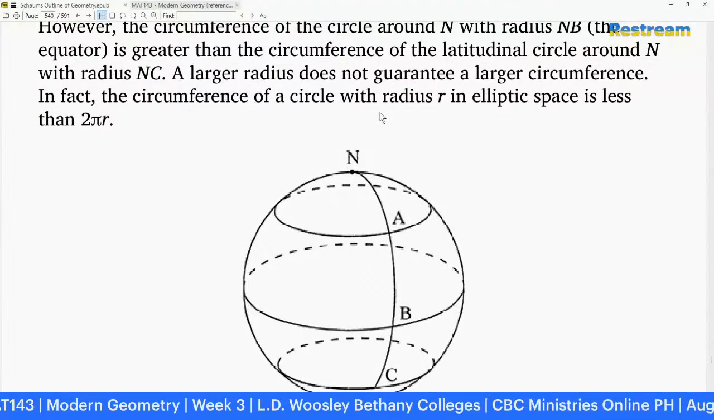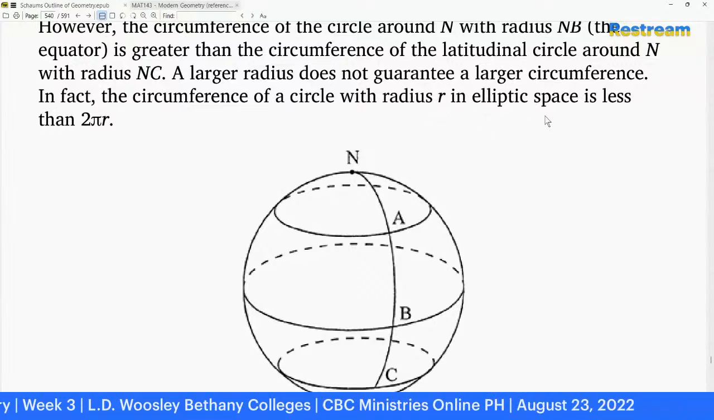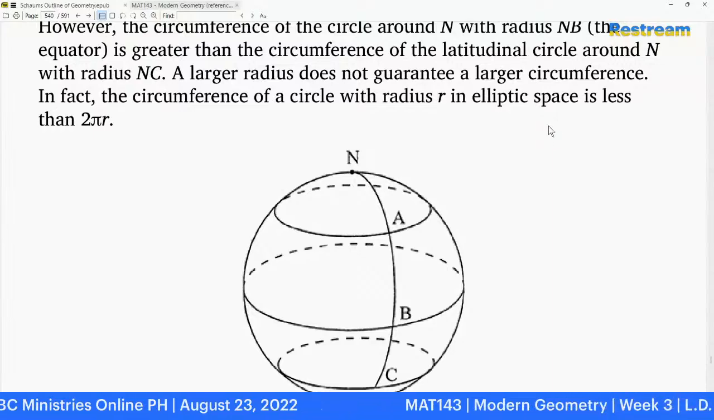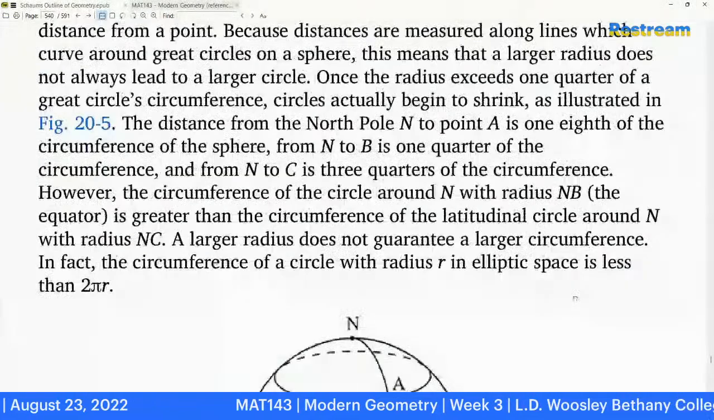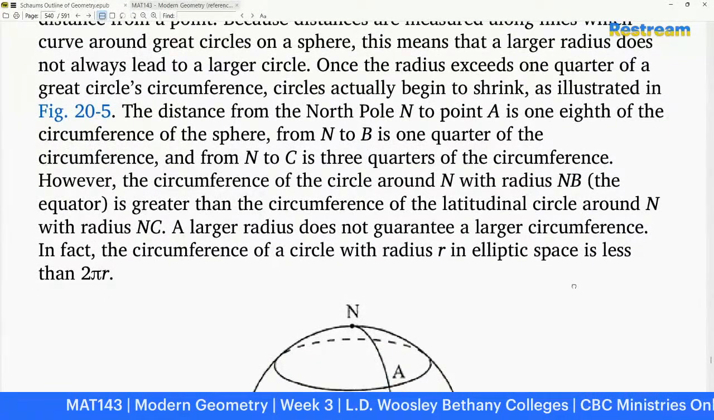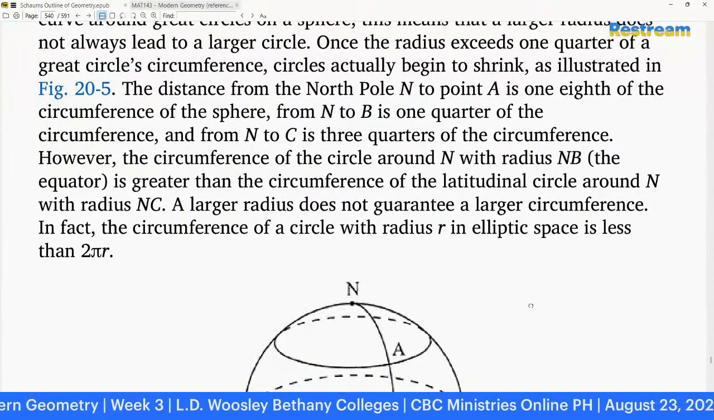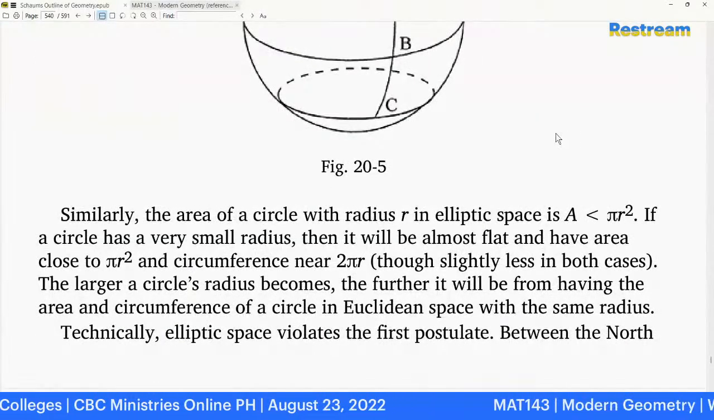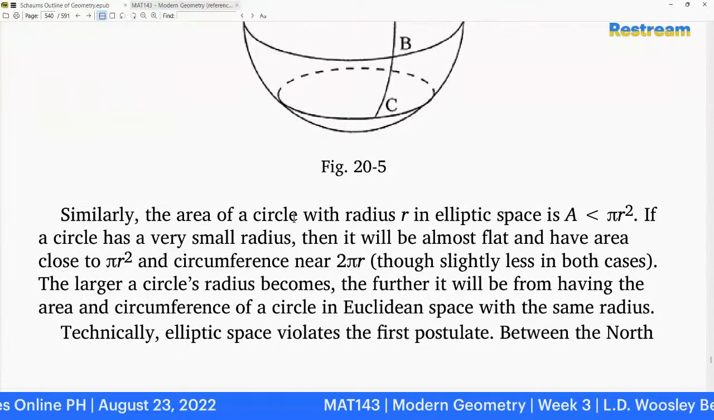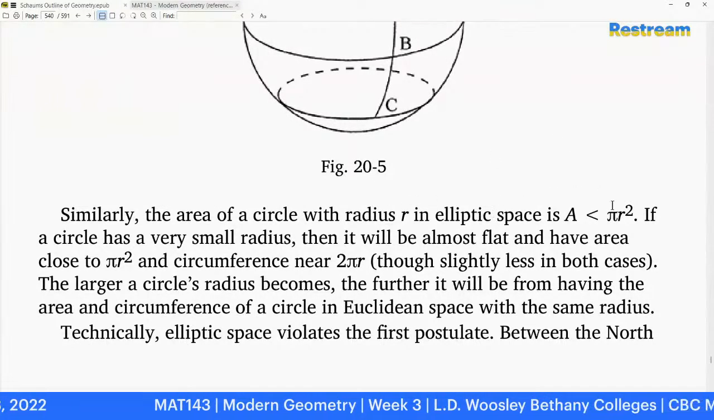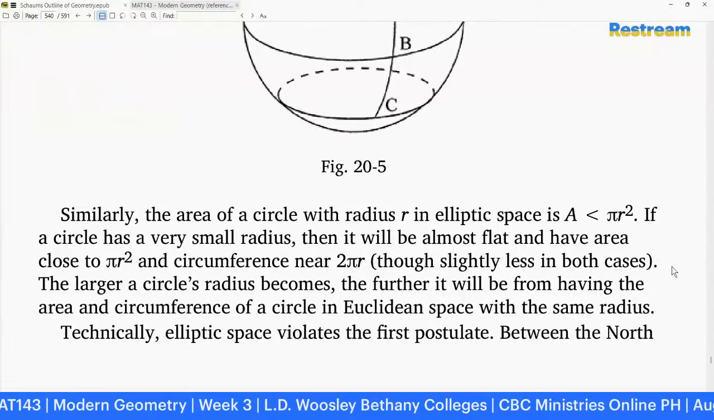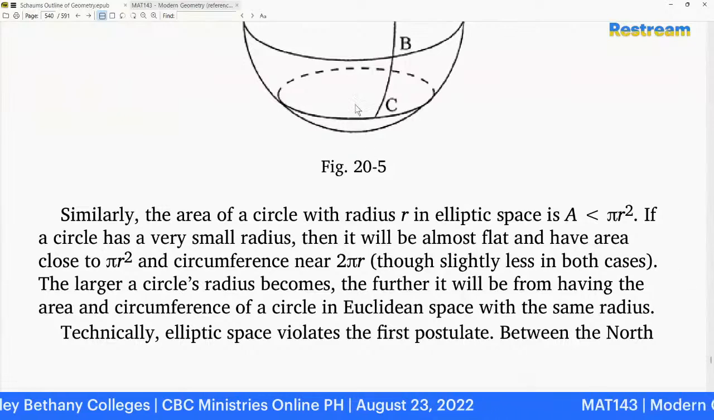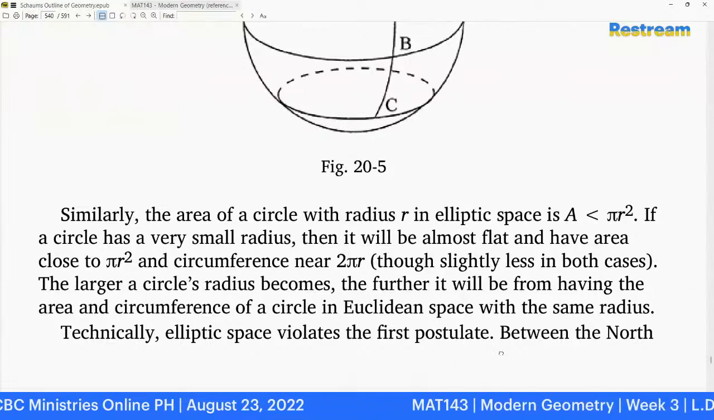In fact, the circumference of a circle with radius r in elliptic space is less than 2 pi r. It's less. Pag pinag-uusapan ng elliptic space, less than 2 pi r yung circumference. So ito yung mga properties pa ng elliptic geometry. The area of the circle of radius r is less than pi r squared. If a circle has a very small radius, then it is almost flat and has area close to pi r squared. No? So yun yung mga ano natin.